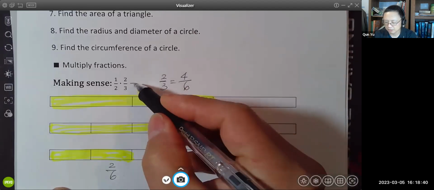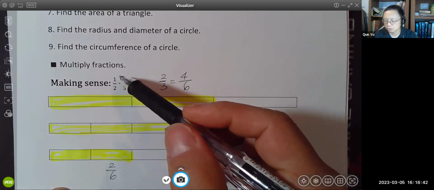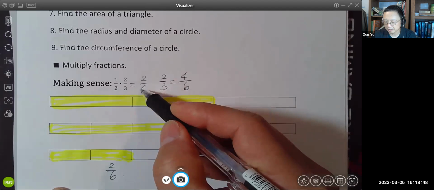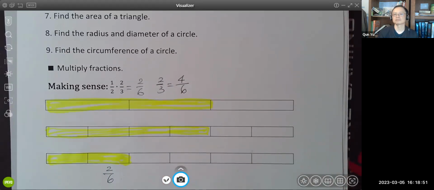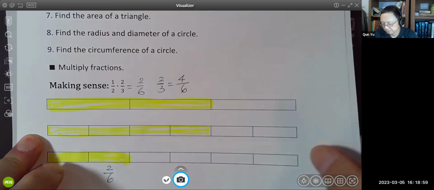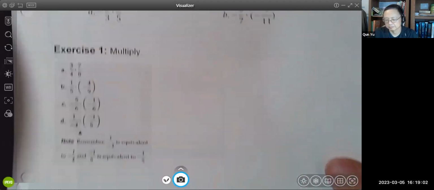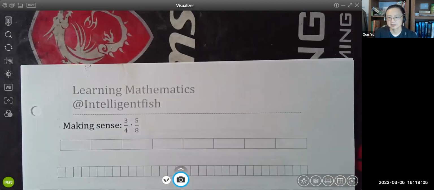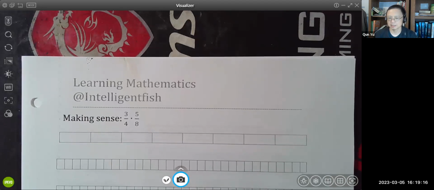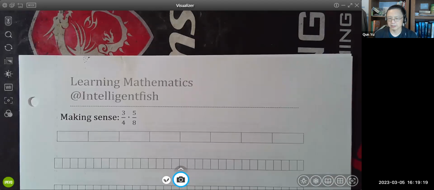Now, if we look at this multiplication, if we just multiply numerator by numerator and denominator by denominator, what do we get? We get 2/6. That's our answer. So let's look at the next example. We have another one. This time we're going to multiply 3/4 and 5/8. And this is not as apparent as the first one, right? But we can still demonstrate this visually.